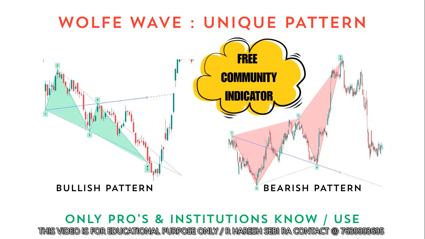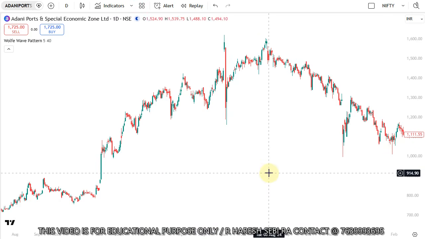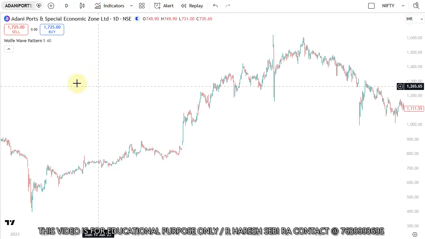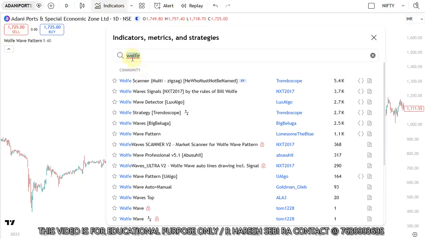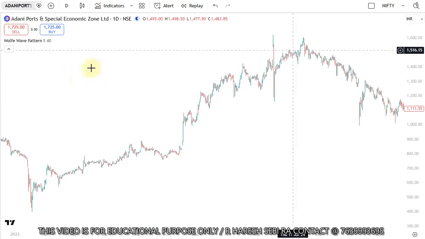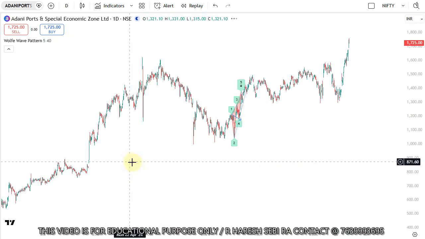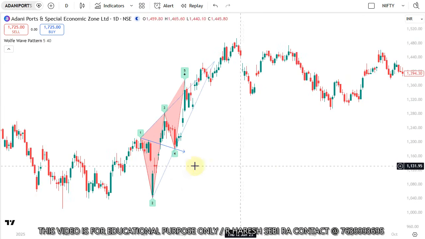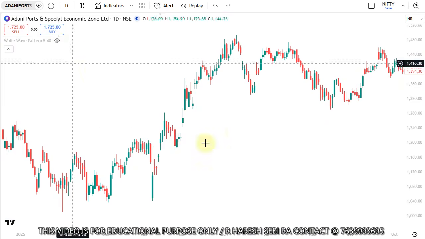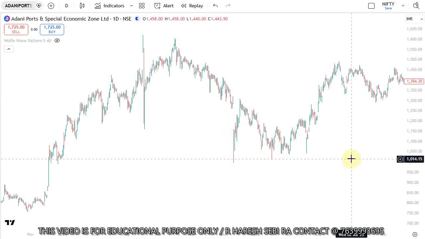This is a chart pattern which we can draw manually. Also, there is a free community indicator in TradingView. Go to indicators and type Wolfe. You will see Wolfe Wave Pattern by Lonesome the Blue. This indicator I have plotted on the chart. Here you can see what a Wolfe wave pattern is. First, let us learn to draw it manually.